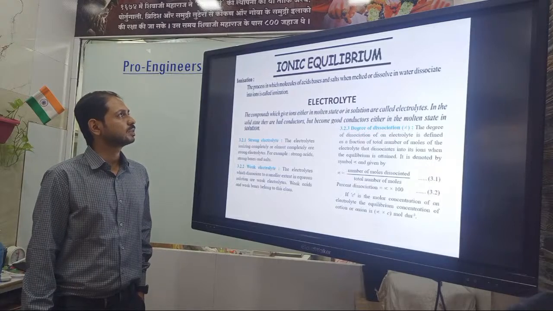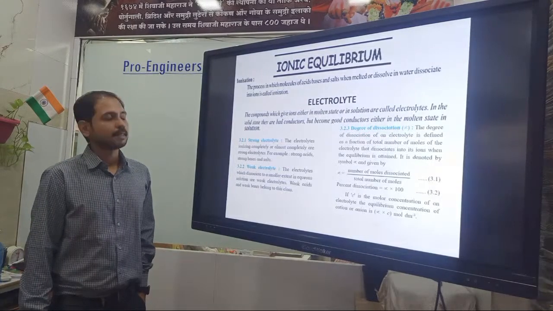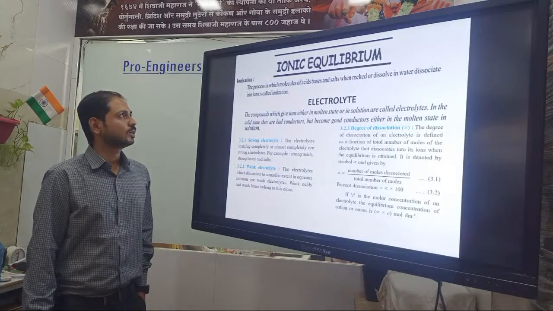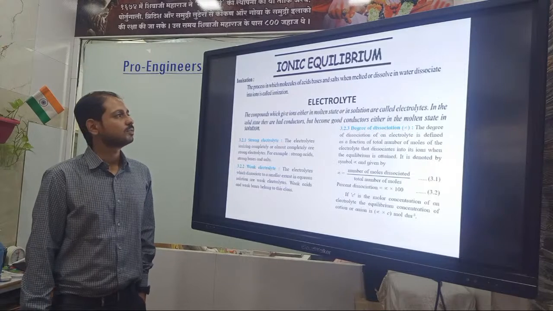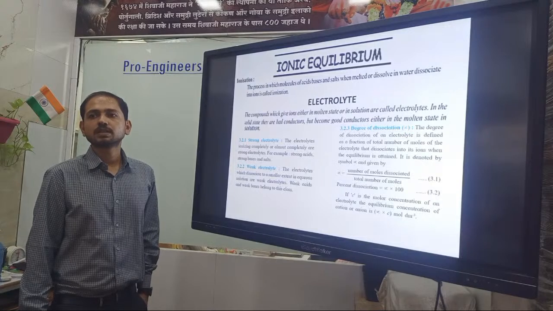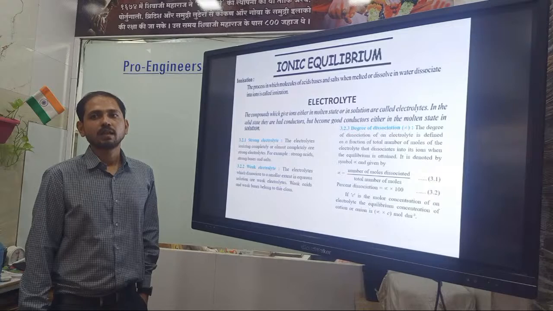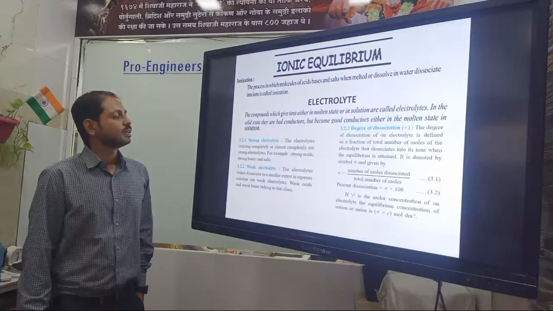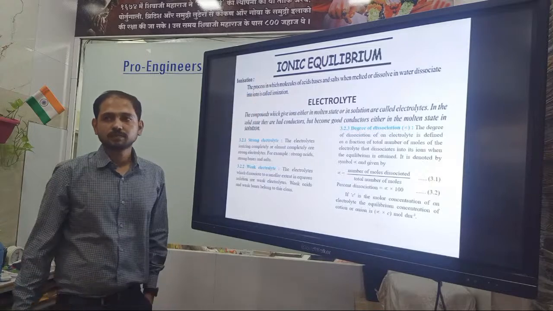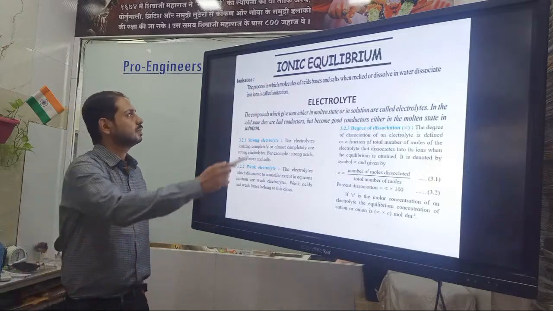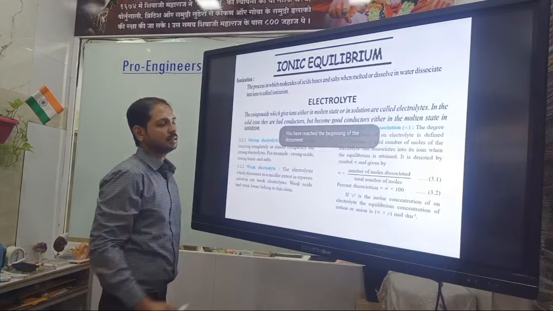Today we are going to discuss ionic equilibrium. Equilibrium we have already studied in 11th, right? So what do you mean by equilibrium? When the rate of the forward reaction and the backward reaction is the same. But here we are going to discuss ionic equilibrium. Ionic means a new word is coming here, ions, right?